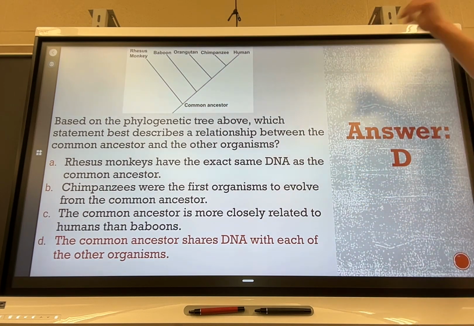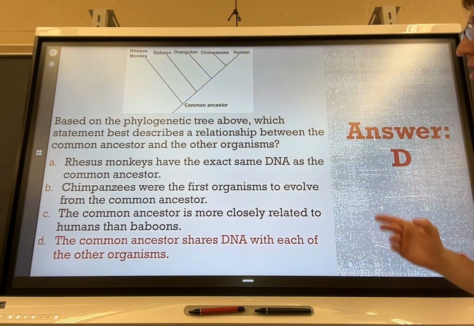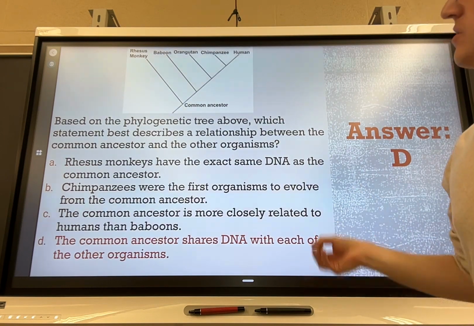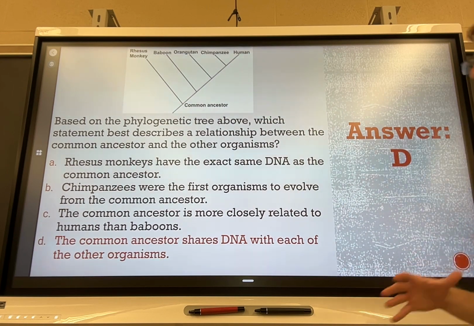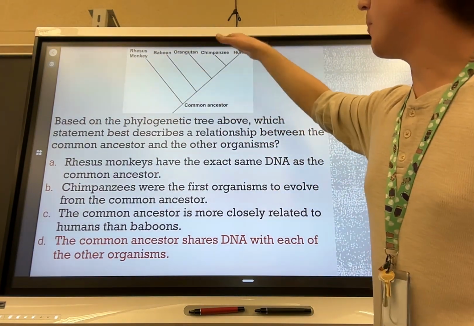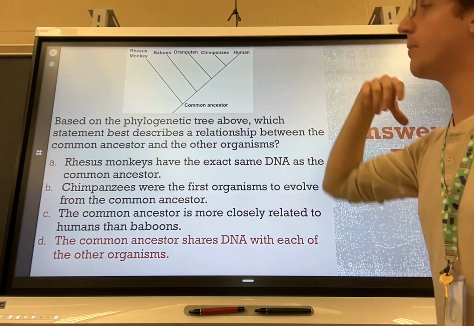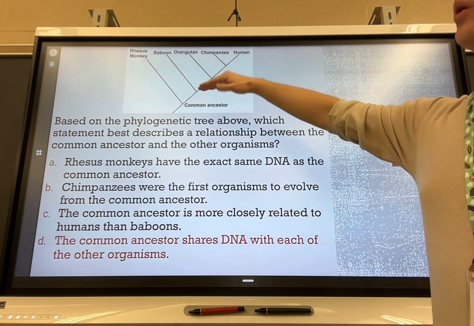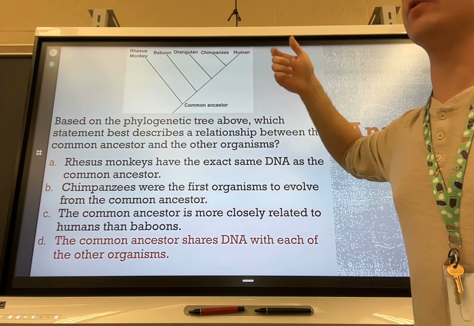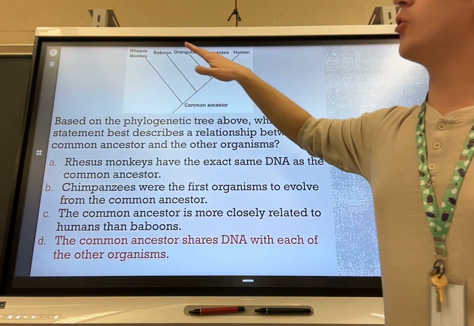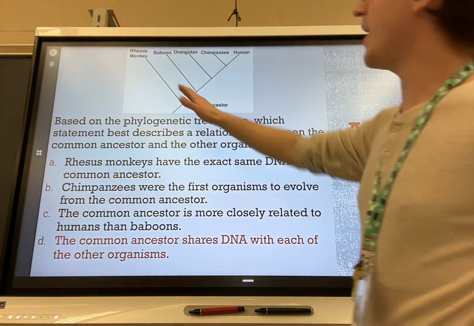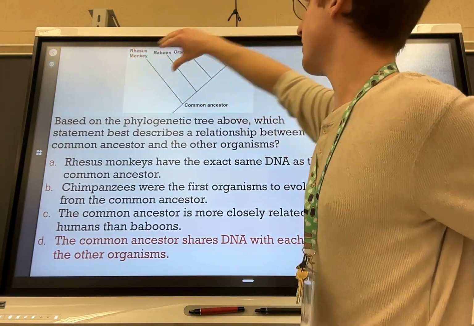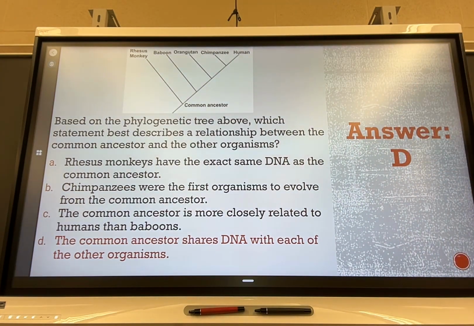So the correct answer for this one is D. The common ancestor shares DNA with each of the other organisms. If you were to think about it in terms of gradualism and natural selection, as we move up the phylogenetic tree here, each of these different species are going to very slowly change over time. So the rhesus monkey and the baboon may be separated by only a few subtle changes, but as it adds up over time, the rhesus monkey versus the human are going to be very different in terms of their DNA.